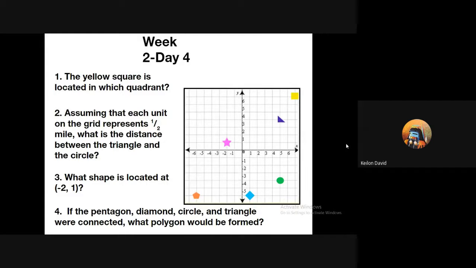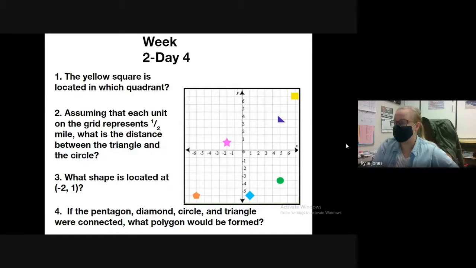Miss Jones, how do we do number 4? You can draw it on a paper if you have a piece of paper, or if you can figure it out in your mind what it would look like, that's fine too.